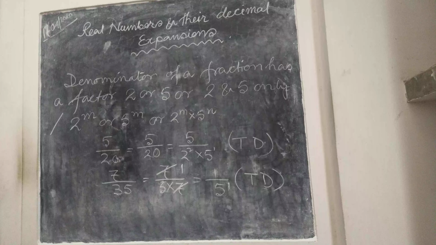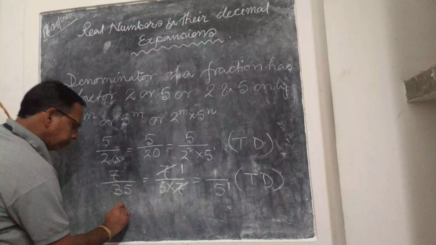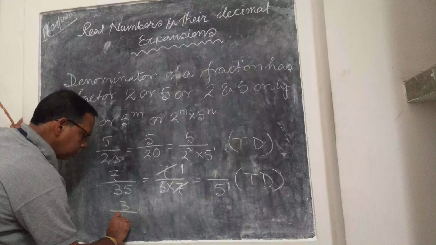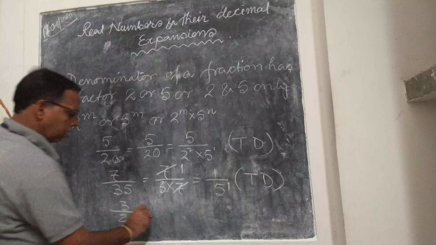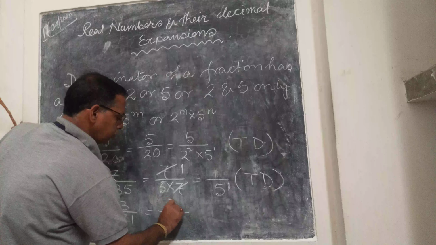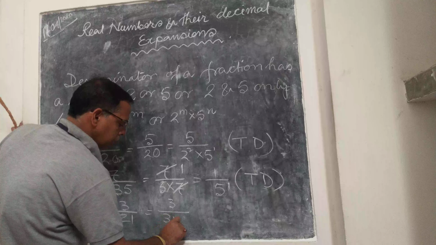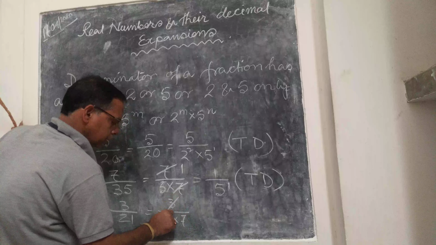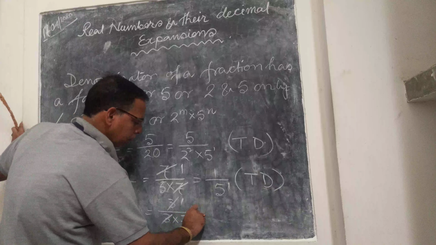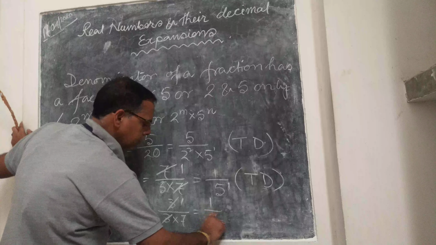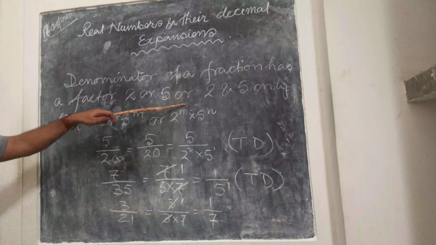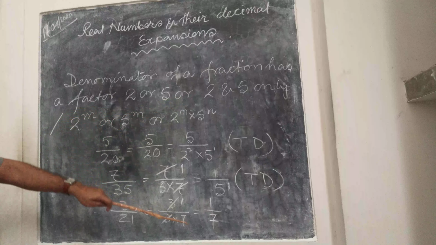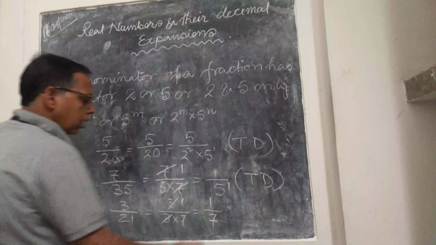Now let's see another one. 3 by 21. Now you see 3 into 7. 3 cancels, equal to 1 by 7. Now whether it falls under this? No. So therefore it is a non-terminating decimal.